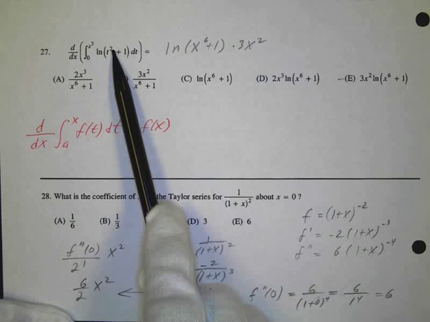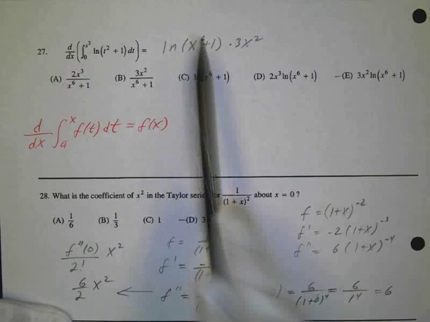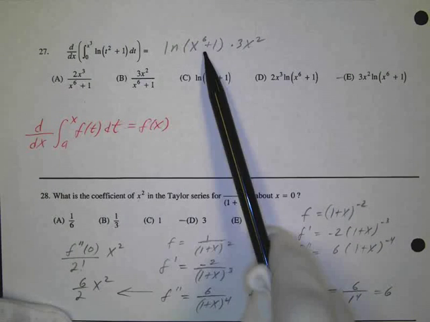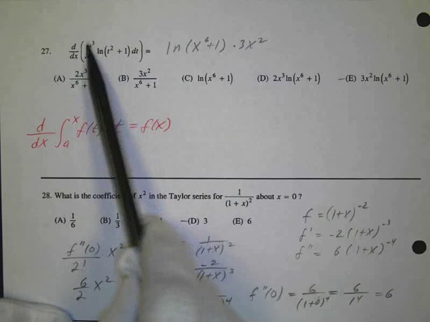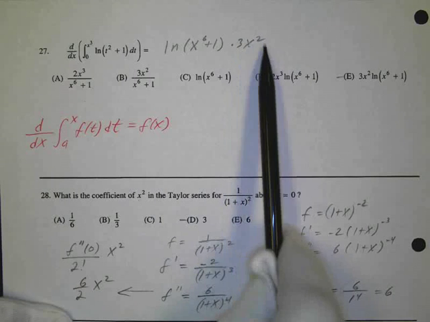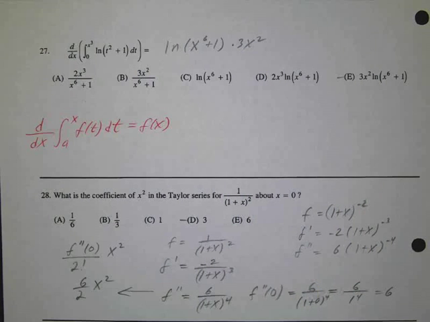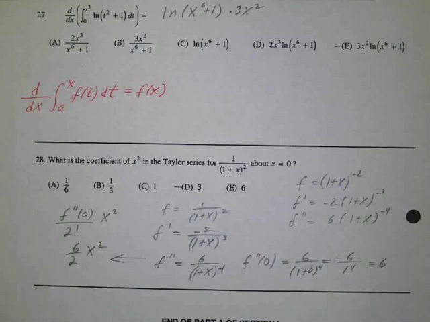So it's going to be the natural log of x cubed, x squared cubed, which is x to the 6th, plus 1. But then I need the derivative of this, which is going to be 3x squared. So that's it. And that's what they just put, the 3x squared in front, natural log of x to the 6th plus 1. So that was a nice, easy one. Just have to know the fundamental theorem of calculus.